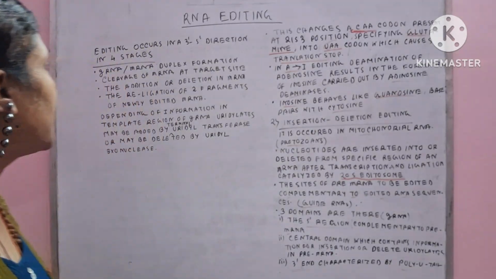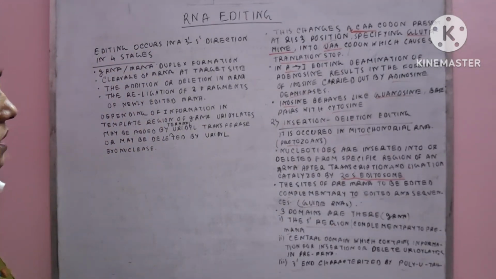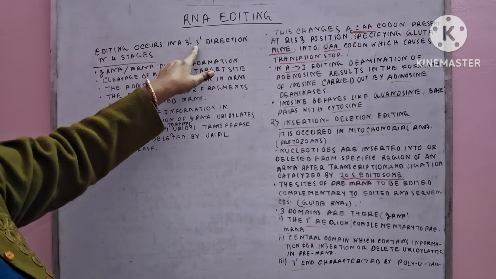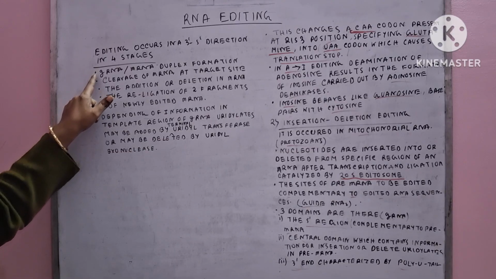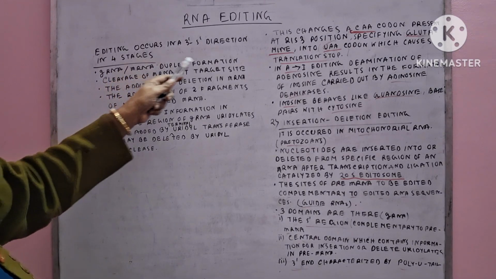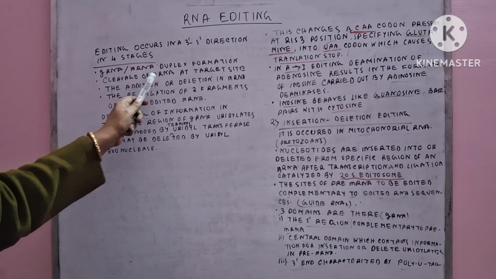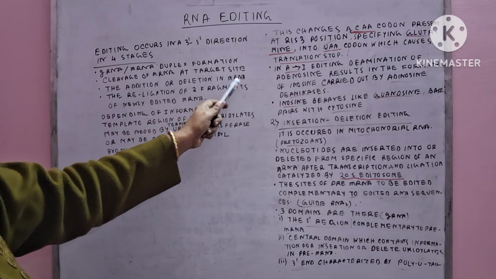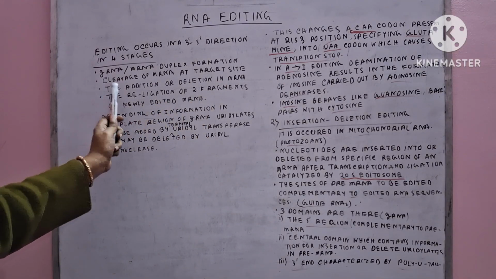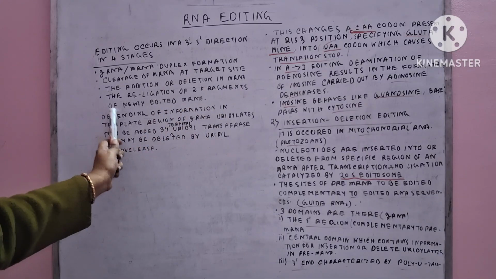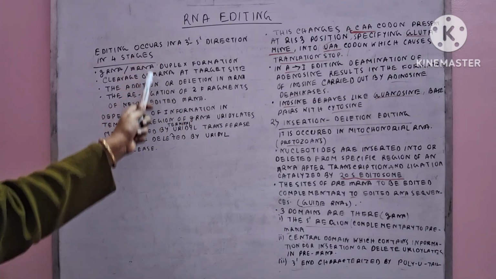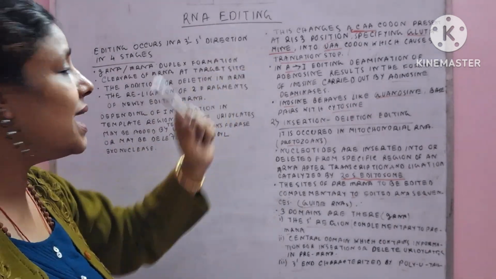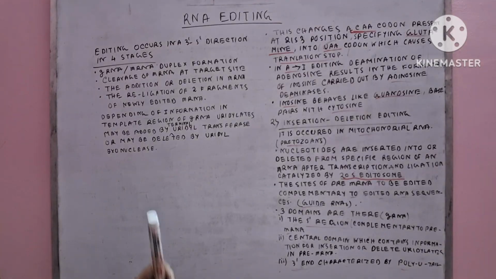Sorry, there is another thing I have to explain: this editing process occurs in four stages, and it occurs in the 3' to 5' direction. The four stages are: first, the gRNA and mRNA duplex formation occurs. Second is the cleavage of the mRNA at the target site. Third is the addition or deletion in the mRNA, and the fourth is the religation of the two fragments of the newly edited mRNA. So these are the four stages involved in this RNA editing process of the gRNA.